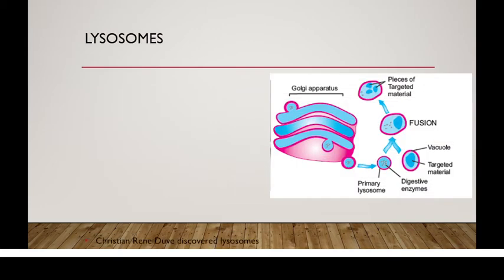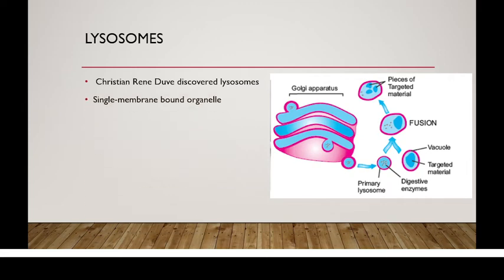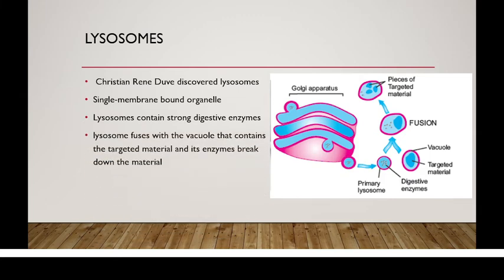What are lysosomes? Rennie discovered lysosomes, and these are single membrane bounded organelles. They contain digestive enzymes, so their major function is to digest food or waste substances. Here you can see in the diagram that these lysosomes can fuse with vacuoles, which contain their target material, and these enzymes can break down these materials into very simple substances.